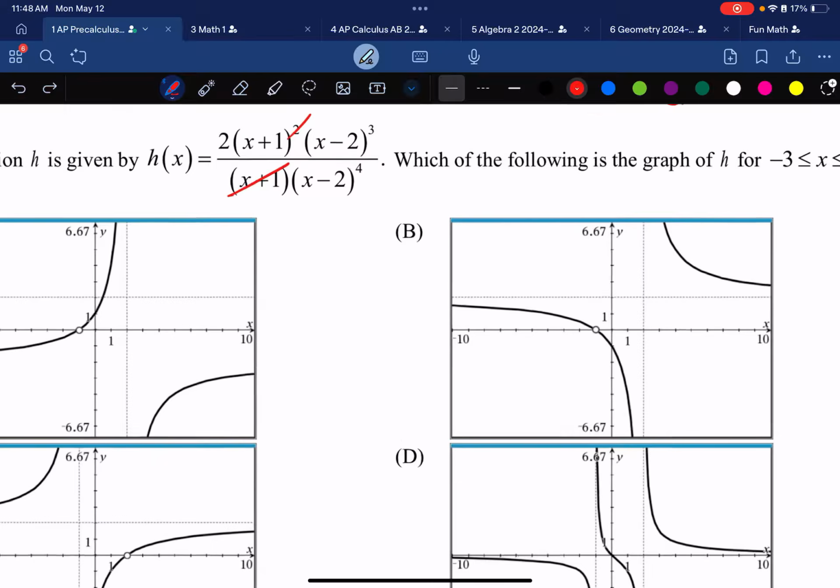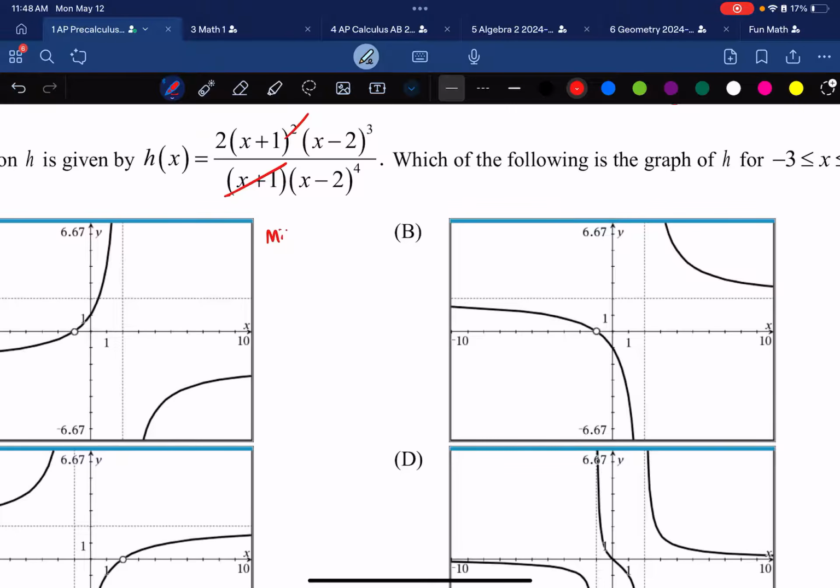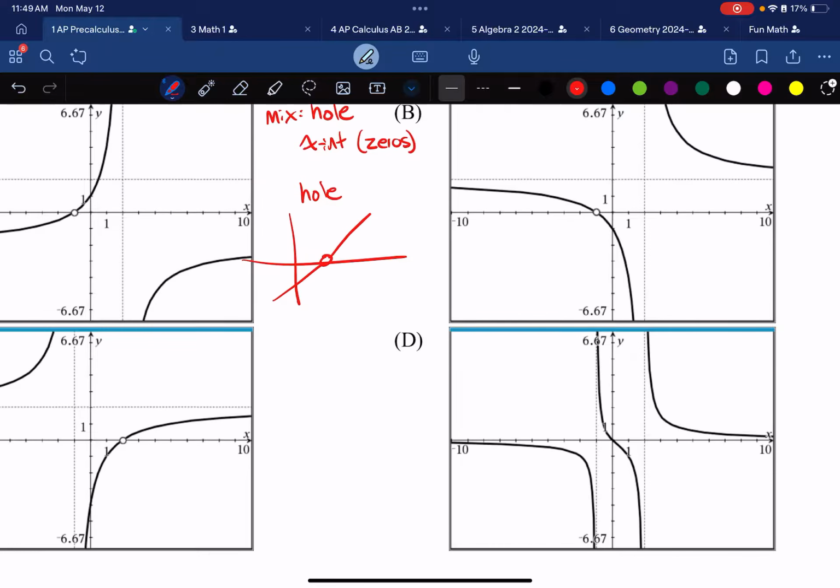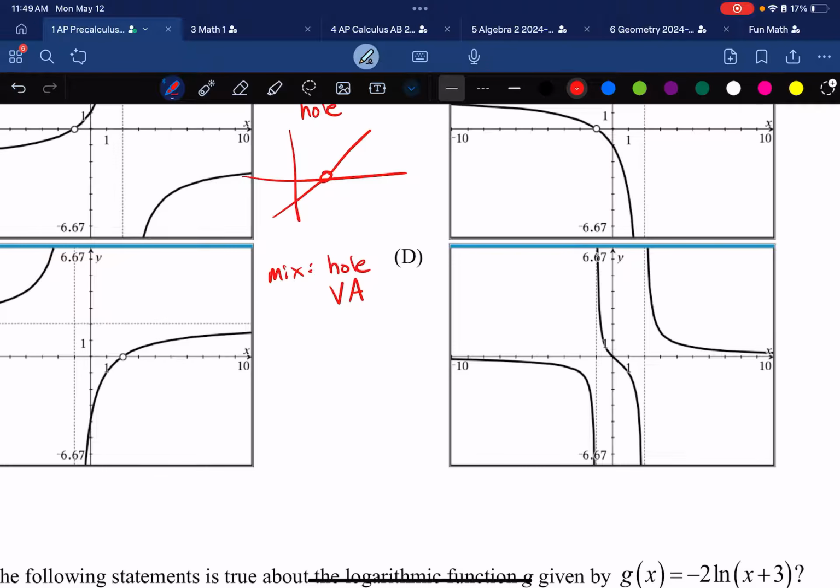So just as a reminder, if I mix together a hole and an x-intercept, we call x-intercepts zeros, the result is a hole at that zero. So it's kind of like if I went through the x-intercept and then I quickly have a hole there, kind of mixing together a hole and x-intercept. Technically, it's called a hole, though. If you mix together a hole with a vertical asymptote, I'm just going to write VA, you get just a vertical asymptote. The winner is the vertical asymptote.